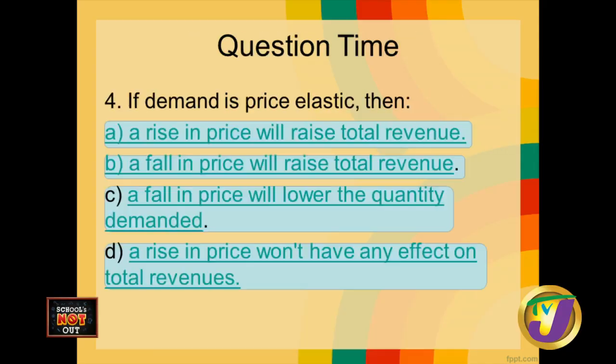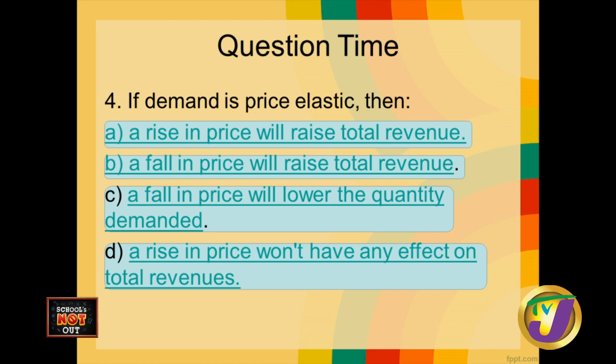Here is the last one. Multiple choice again. If demand is price elastic, then A, a rising price will raise total revenue. B, a falling price will raise total revenue. Or C, a falling price will lower the quantity demanded. Or D, a rising price won't have any effect on total revenue.